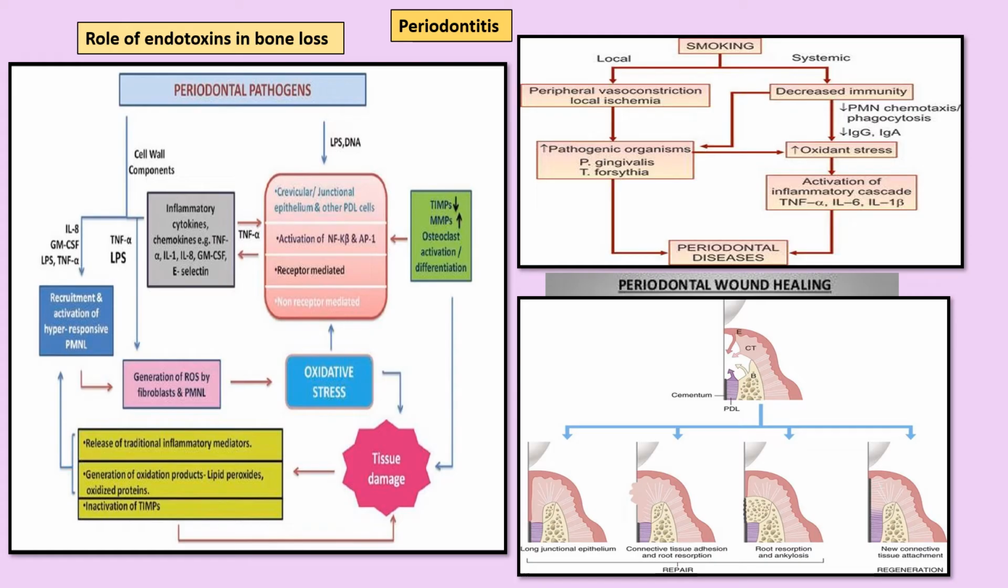Okay, so on this slide, we can discuss the role of endotoxins in bone loss. So we know that the bacteria in periodontal health are the gram-positive, non-motile, facultative anaerobes. They are the harmless or the helpful bacteria. But in periodontal disease, definitely your balance will shift to the gram-negative, motile, and strictly anaerobic bacteria. So these bacteria are producing the endotoxin that is causing the major bone loss.